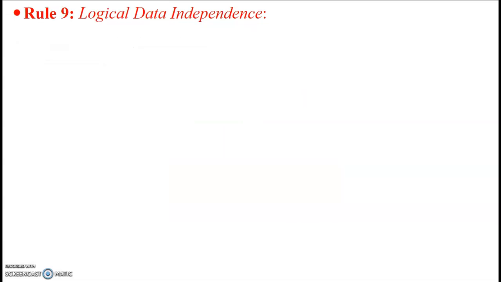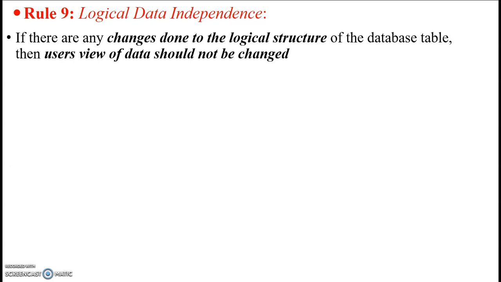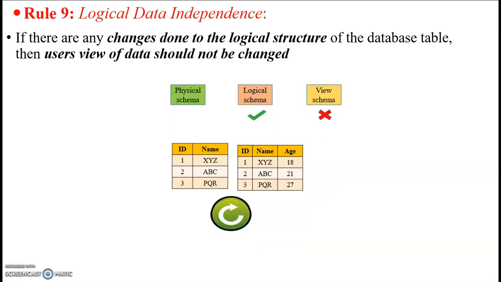Let us go to the next rule, rule number 9, which is logical data independence. Here, if there are any changes done to the logical structure of the database table, the user's view of the data should not be changed. Again, let us look at one example. If the logical schema is modified, the next higher level of the logical schema is the view schema.